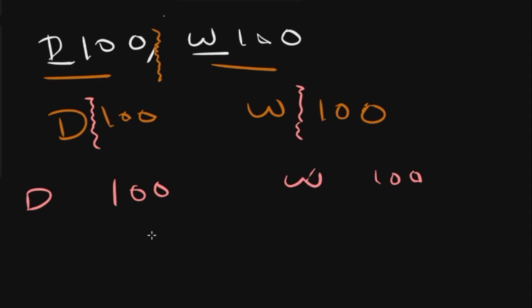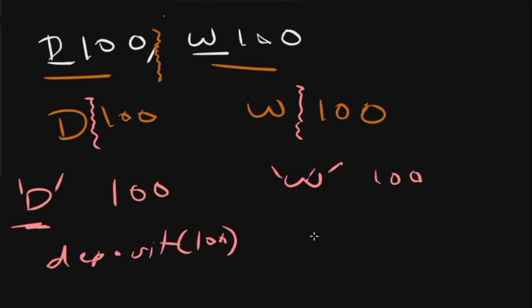Let me write this again. D100 and W100. D would be a string and 100 would be an integer. Again W would be a string and 100 would be an integer. Then we can check whether this string is D or not. If it is D, then we will call the function deposit. So we can directly call deposit 100, and similarly here we can withdraw 100 rupees, so withdraw 100.